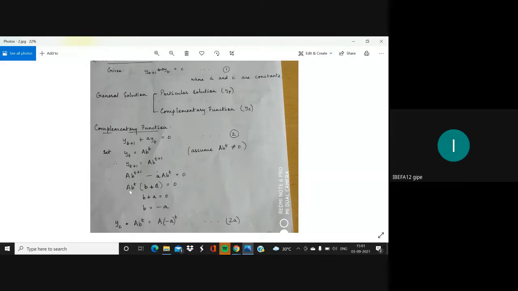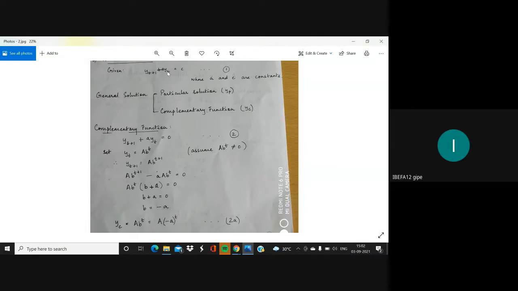Okay. Now, since Ab^t is common, we bring that out, and here in the brackets you get B plus A is equal to 0. This is a mistake, this should be a plus here. So now if you solve further, you will find that B is equal to minus A. So we found one part of the solution here, that B is equal to minus A.